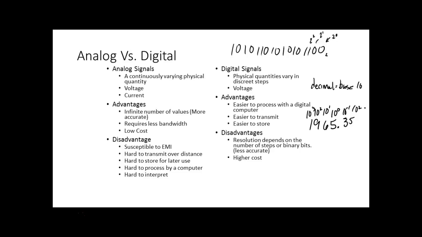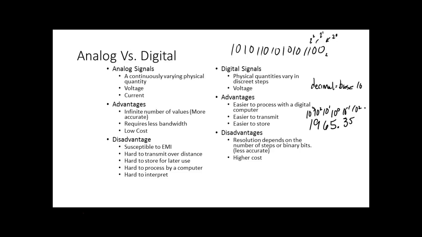10 squared is 100, so that's what we learned it as in school. We learned it as hundreds, right? This is 10 to the third. We learned that as thousands. 10 to the fourth is 10,000s. So that's the way we teach it in school. They don't tell you why it's called base 10.